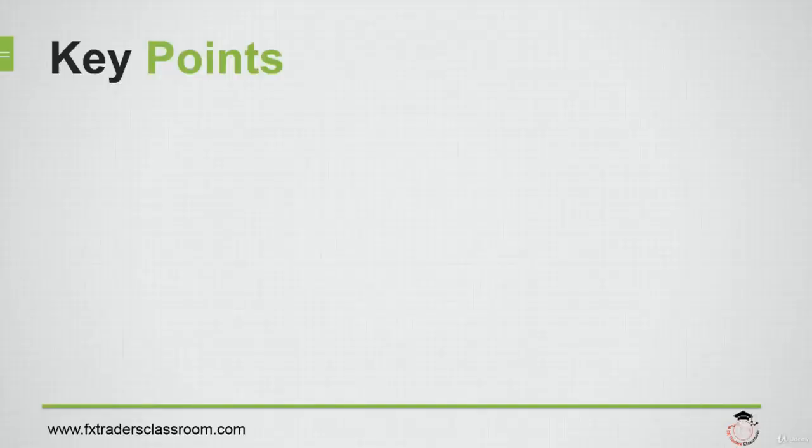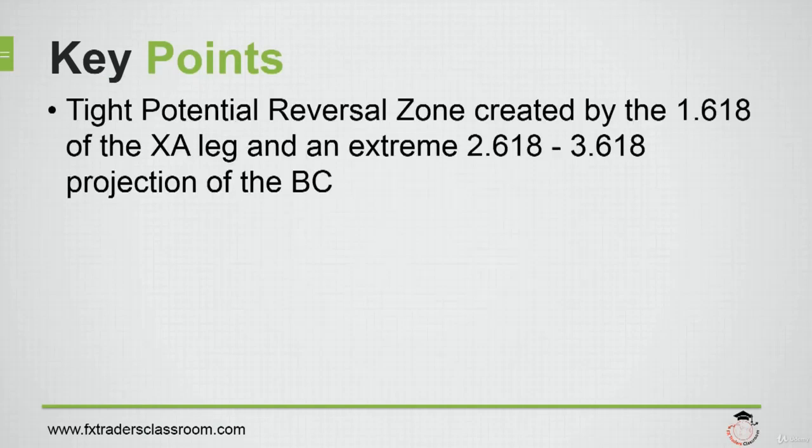After seeing the real market example, let's examine the key points here. The first one, and most critical of all, is the tight potential reversal zone created by the 1.618 of the X to A and the extreme 2.618 to 3.618 of the BC. Again, the X to A is the most important part here. We do have an alternate AB equals CD pattern within this, but it is the least important of all three of the numbers that we are looking for.